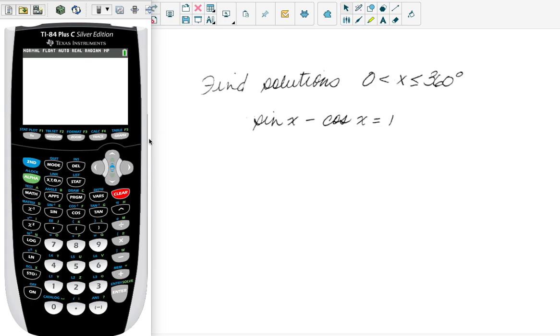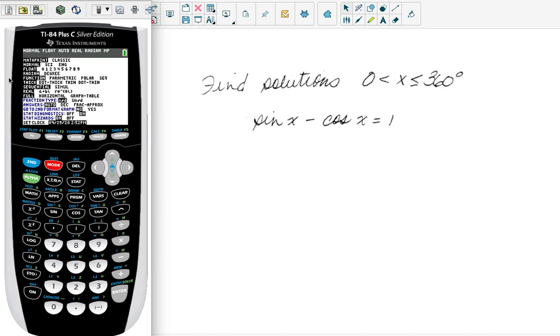Keeping in mind that I'm in degrees, I would like to change the mode of my calculator to degrees. You would press mode, and then notice that right now it's in radian mode. So I am going to tab down and to the right and highlight degrees. Now we'll quit out of there.